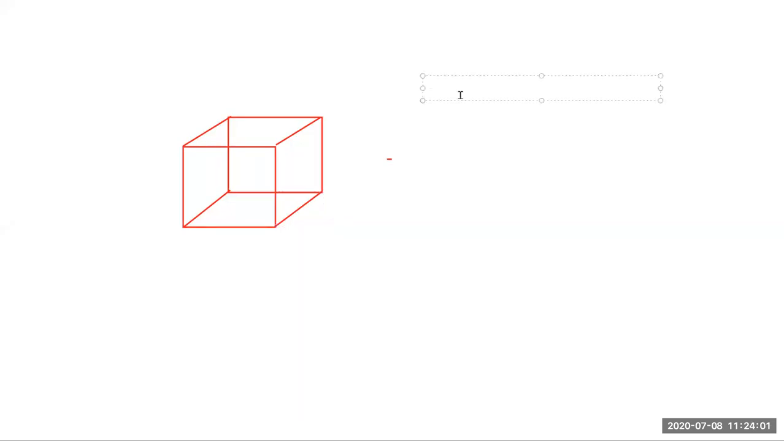Sir, please repeat the 1 1 1 plane. Yes, I am repeating. So it is 1 1 1. Where is our origin? This point is our origin. Then we have to indicate the axes. This is our x-axis, this is the y-axis, and this is our z-axis.